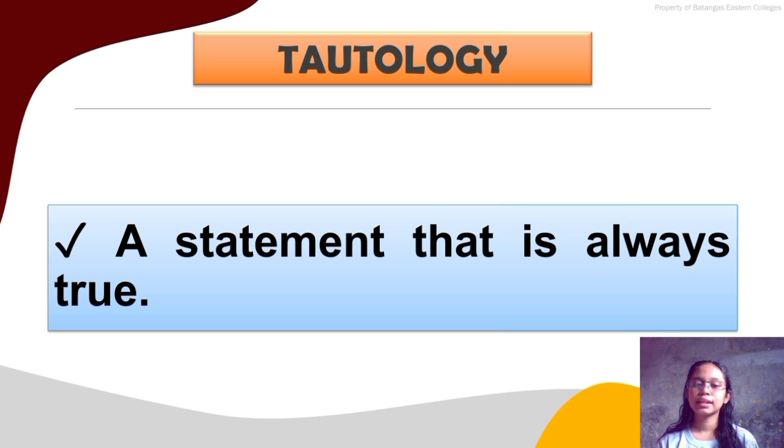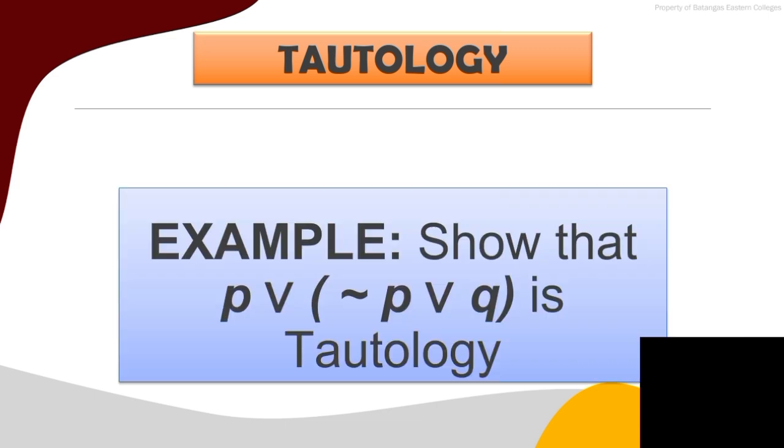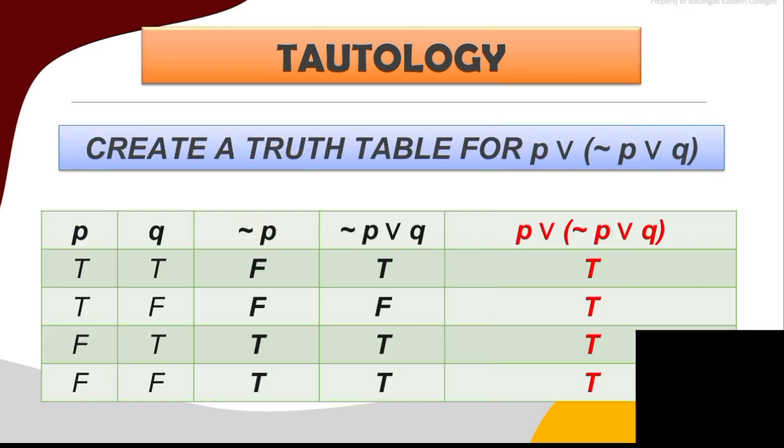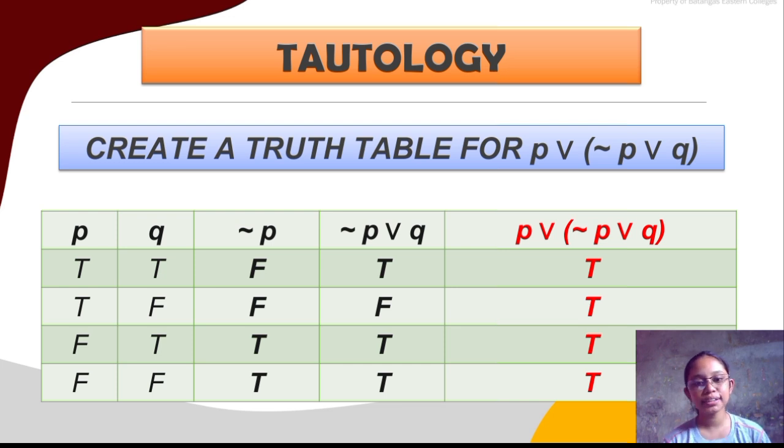But first, let's define what tautology is. Tautology is a statement that is always true, meaning, even though the original statement is false, at the end of the process, it will turn into a true statement. So, for the next example, let's show that P or not P or Q is a tautology. Now, let's prove that P or not P or Q is a tautology.